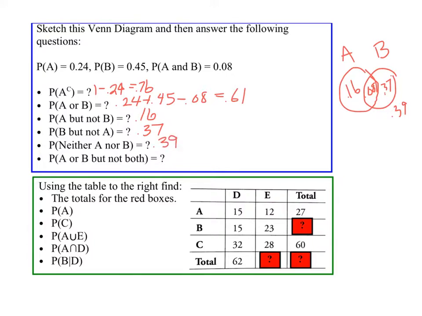The probability of A or neither A nor B, so that's that 0.39 that was left over. And the probability of A or B but not both, well, now we just want to add up the two sides of the circle, 0.16 and 0.37. We get 0.53.